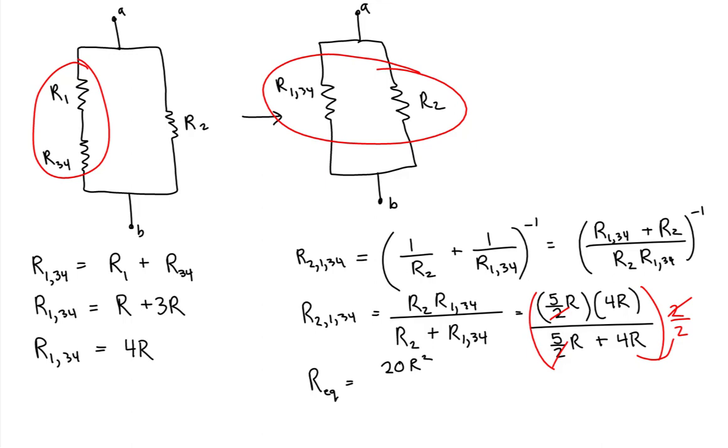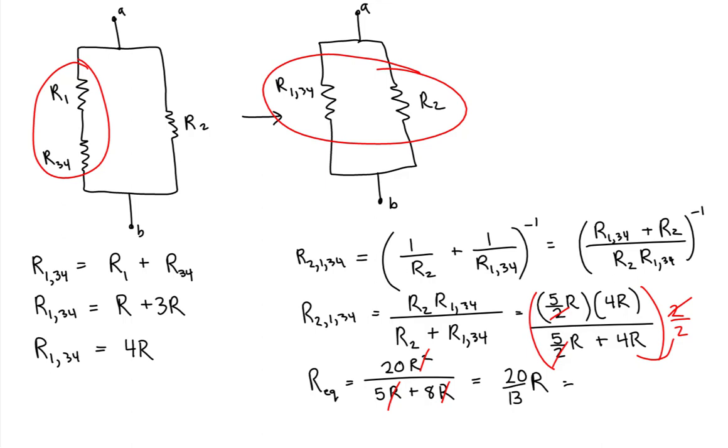20R squared, and the denominator is 5R plus 8R. An R in the denominator cancels with an R in the numerator. We have the equivalent resistance now is equal to 20 over 13 R. A very simple expression.